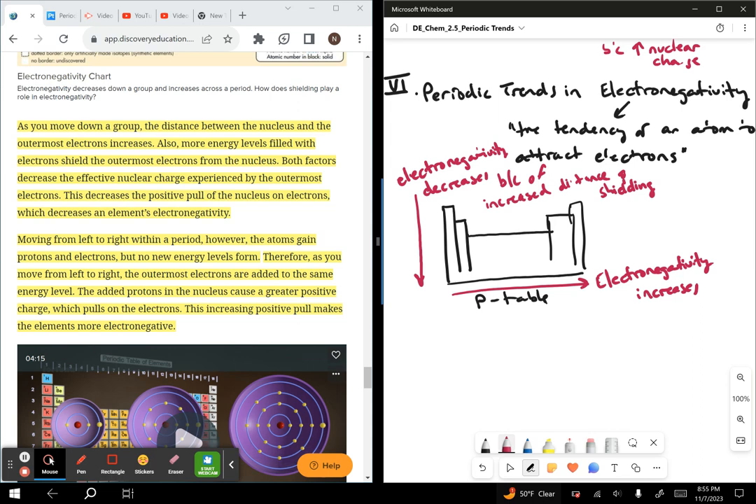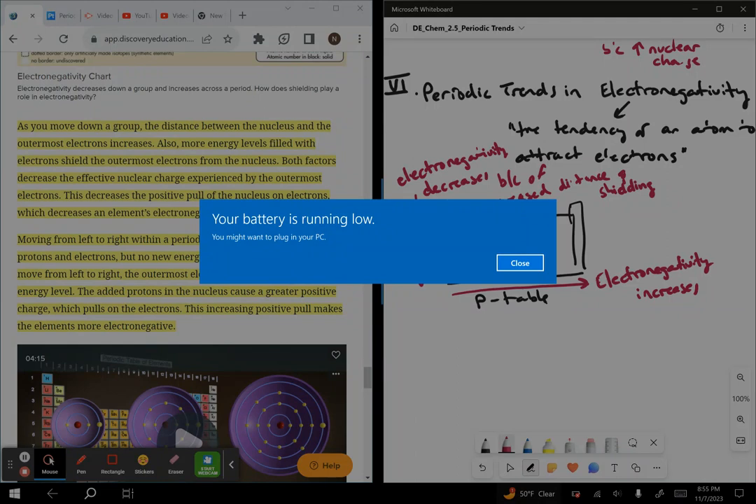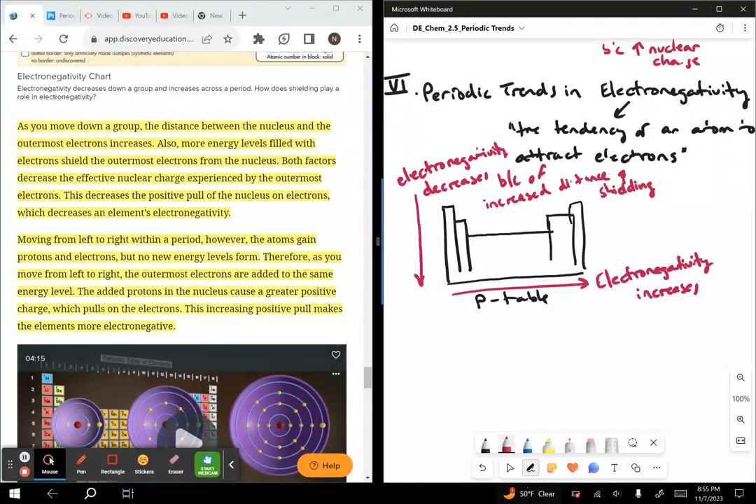Moving from left to right within a period, however, the atom gains protons and electrons, but no new energy levels form. Therefore, the outermost electrons are added to the same energy level. The added protons in the nucleus cause a greater positive charge, which pulls on the electrons. This increased positive pull makes elements more electronegative. So electronegativity increases because you have increasing positive nuclear charge, and that's holding on to the electrons.